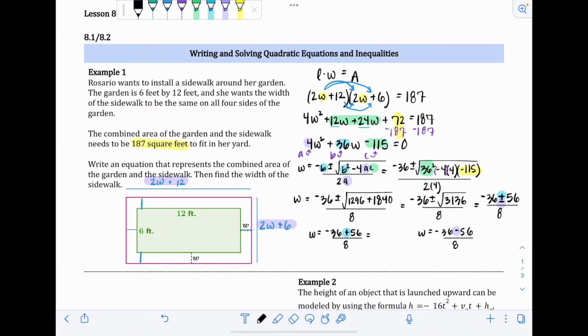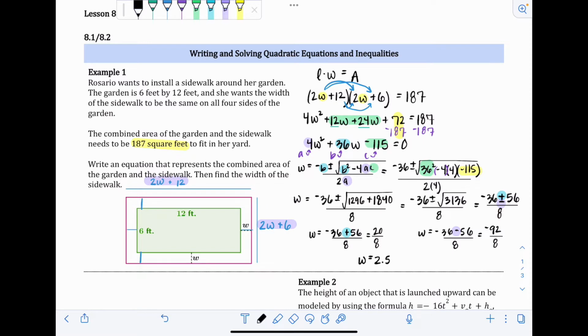So if we do negative 36 plus 56, it's 20 over 8. And then negative 36 minus 56 is negative 92 over 8. And then I know we usually leave it as an improper fraction where we're just solving, but same thing kind of here with word problems, just go ahead and get the decimal. And I'll explain more in a little bit. So 20 divided by 8 is 2.5. So it'd be x equals, or not x, but w equals 2.5.